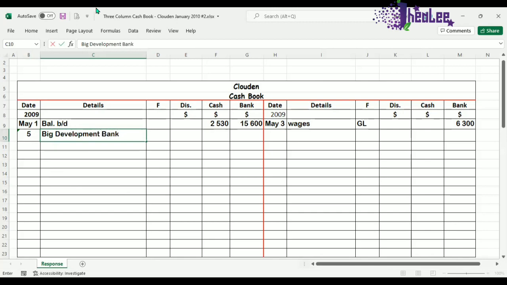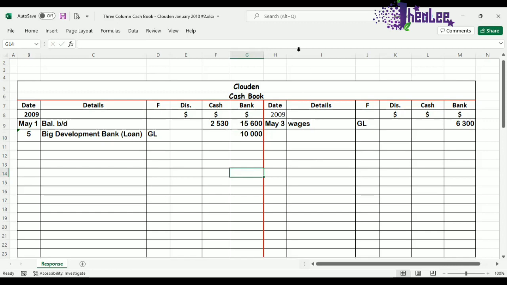Remember, for your details, you're recording the other item that is affected. And in bracket, we're going to put loan to indicate that that is a loan account. Our folio is the general ledger, and the amount was received by check. So we're going to enter that 10,000 in the bank column. That's basically our bank account.